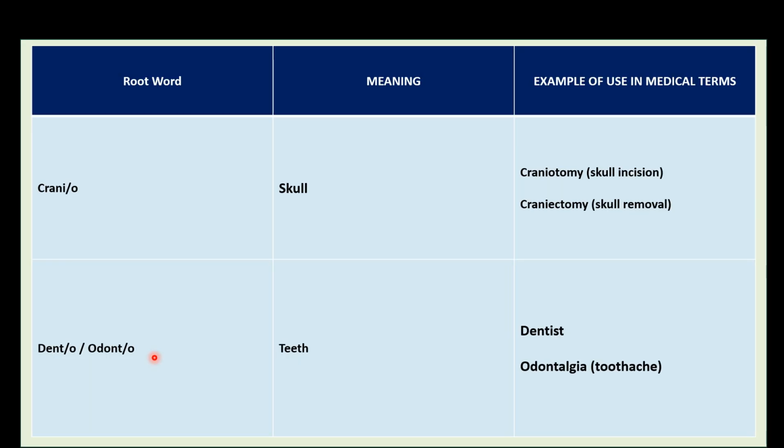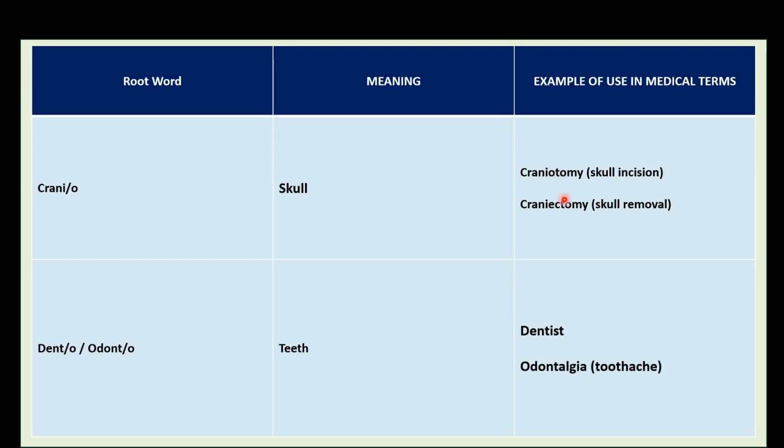Now next is crani or cranio, dent or odonto. Let's see one by one. So cranio or crani, if you find something like crani or cranio, then it is related to skull. For example, craniotomy, which is a skull incision. If for any medical circumstances the doctor performs an incision on the skull, then you will find the terminology craniotomy. Crani is a root word, which comes with o, and otomy is an incision. So incision of a skull is craniotomy.